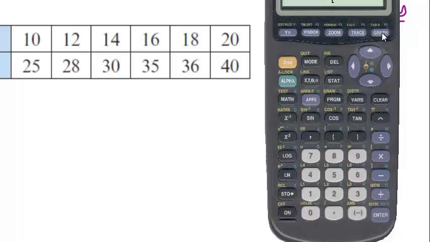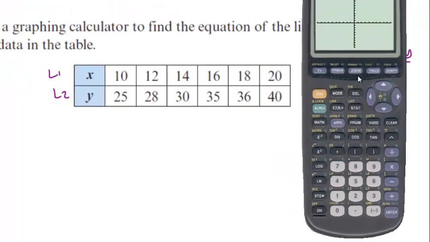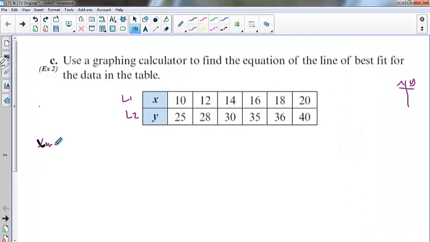Now when I hit graph, my scatter plot is on, but I still can't see it. Anybody know why? What is this viewing window? What's this value right here? Negative 10. What's this one? Right, not necessarily just zoom out. I just need to change the window to fit what I'm looking for, okay? So I have to change so that I have an X minimum, an X max, a Y minimum, and a Y max that match my data.